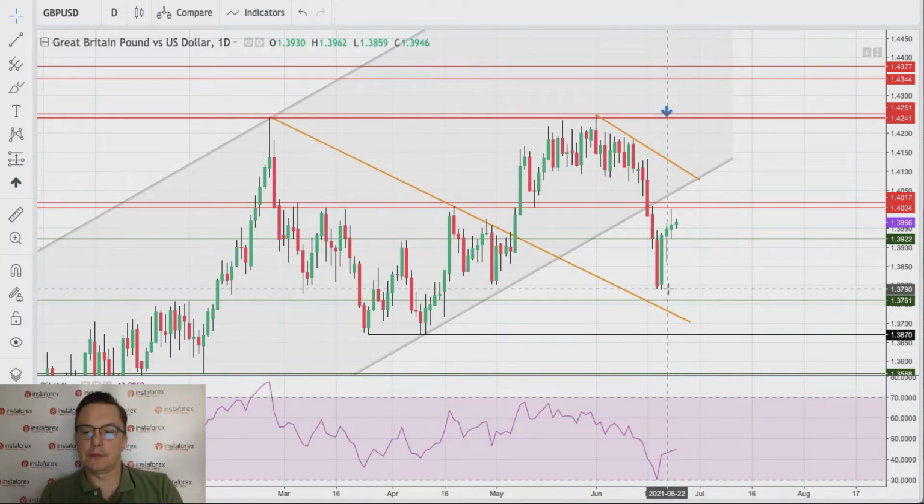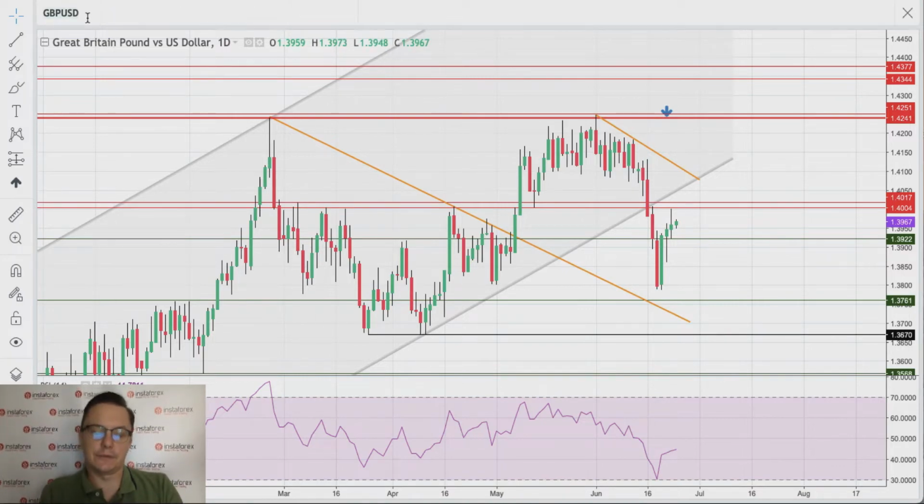This low of 1.3789, 1.38 will likely be violated, and the market will hit 1.3761 or even 1.3670.